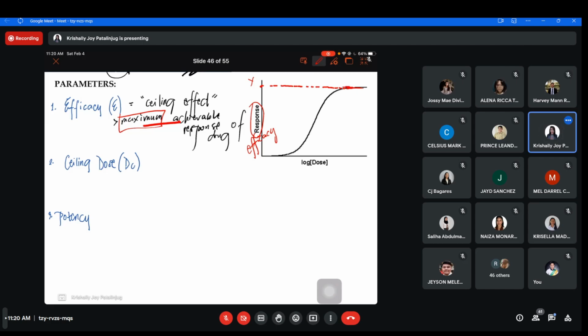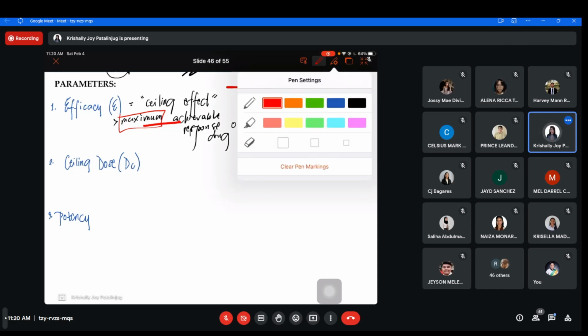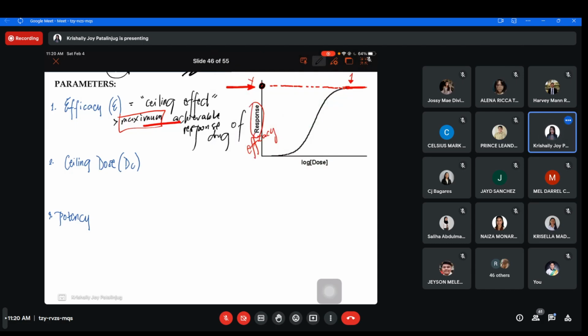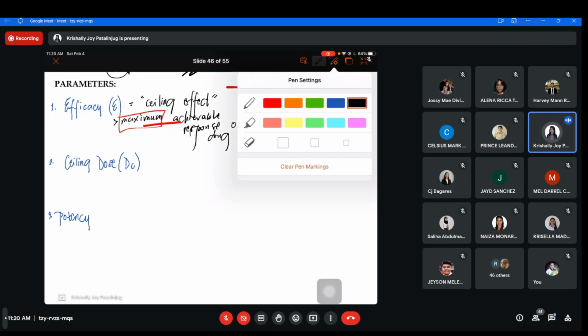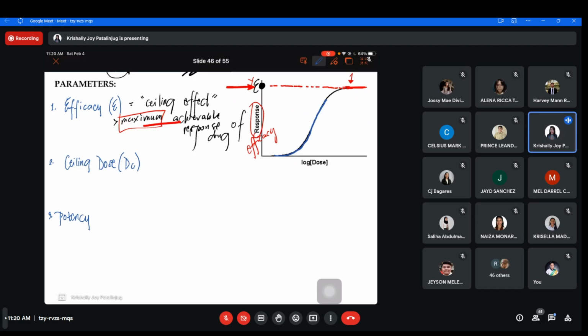This is it. Okay? This part here. That is its maximum effect. Okay? So at this point on the y-axis, that is the efficacy, because that is the maximum response achieved by a drug. Okay? Based on this graph that was illustrated, that is its peak achieved for its response. So that's a ceiling effect.